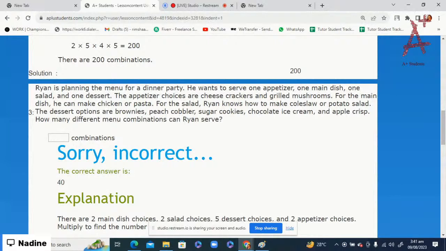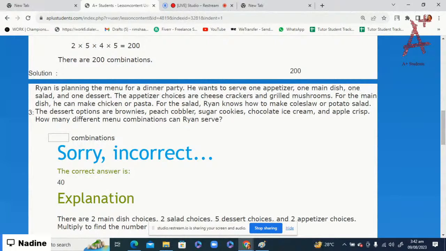Now let's check the dessert options, that are brownies, peach cobbler, sugar cookies, chocolate ice cream, and apple crisp. So how many different menu combinations can Ryan serve? Let's check the dessert. How many options? One, two, three, four, and then that's five. You're going to multiply all the numbers and then you find your answer.